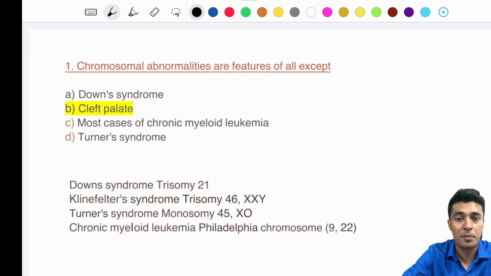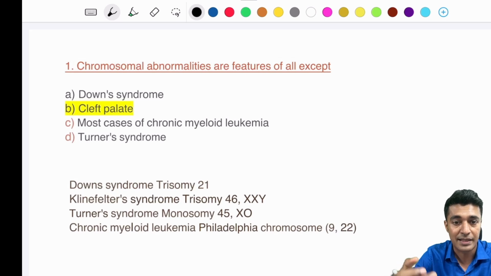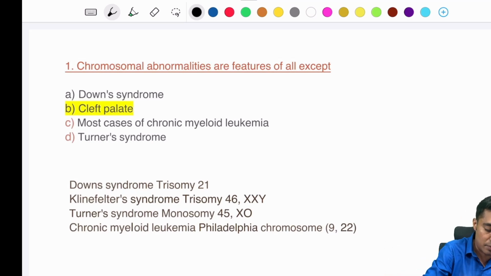The chromosomal abnormalities are features of all except Down syndrome, cleft palate, chronic myeloid leukemia, and Turner syndrome. We know that Down syndrome is a chromosomal abnormality resulting from trisomy of the 21st chromosome. In Klinefelter syndrome, there is trisomy of the 46th chromosome. Turner syndrome is a monosomy of the 45th, and in chronic myeloid leukemia, the chromosomes affected are number 9 and 22. Whereas cleft palate happens in the 14th week of intrauterine life due to failure of fusion of the palatine shelves. So the answer for this one is option B.